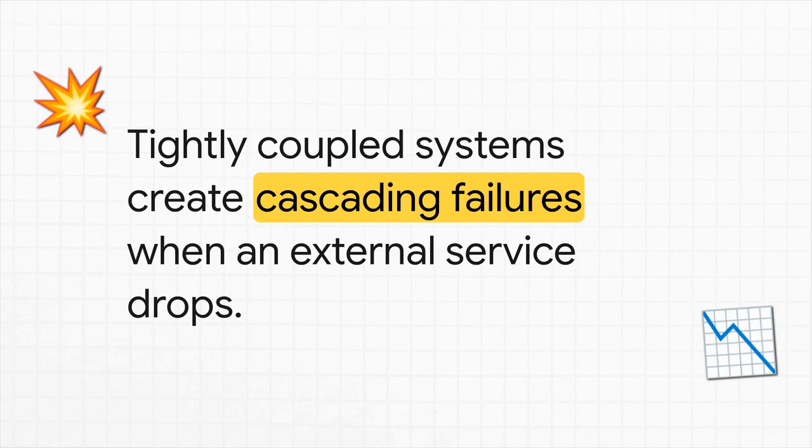If a vital third-party service drops offline, maybe it's a shipping rate calculator or an email provider, a tightly coupled system is going to cause the entire user experience to just grind to a halt. Your application literally just sits there, waiting for a response that is never coming, eating up resources until the whole thing crashes. It's a classic cascading failure, and it's exactly what an event-driven architecture prevents.